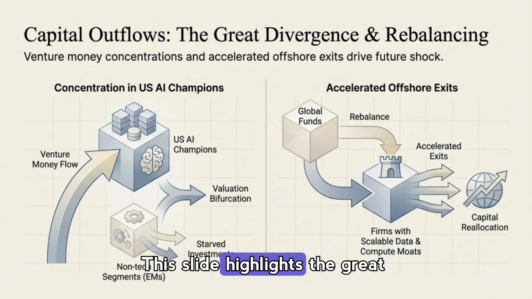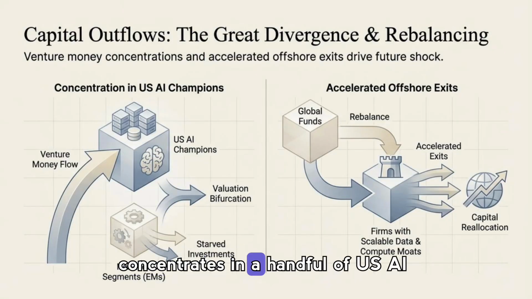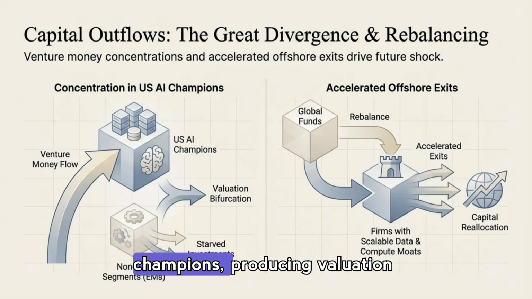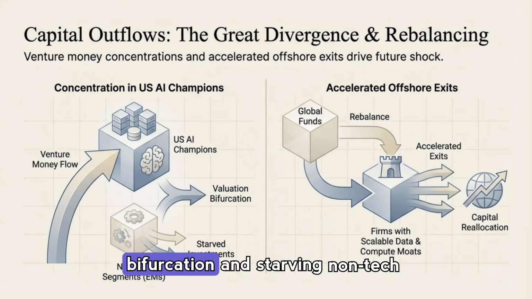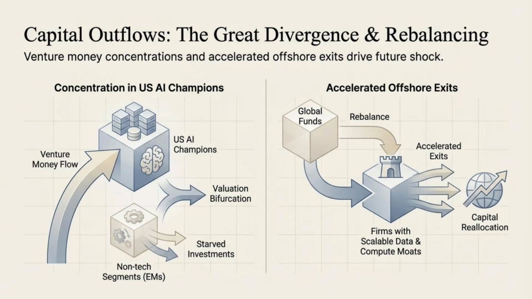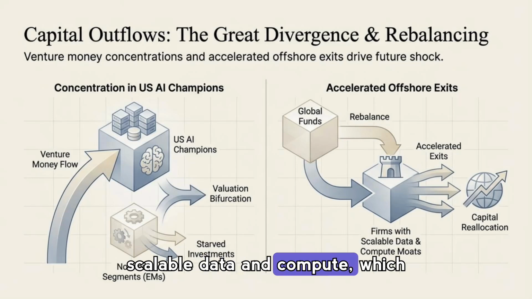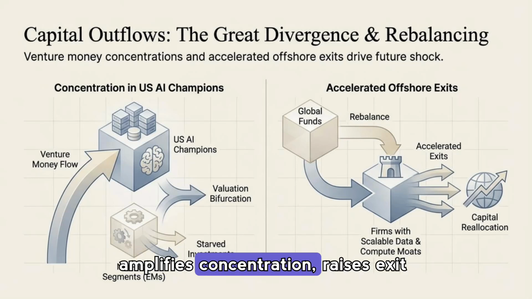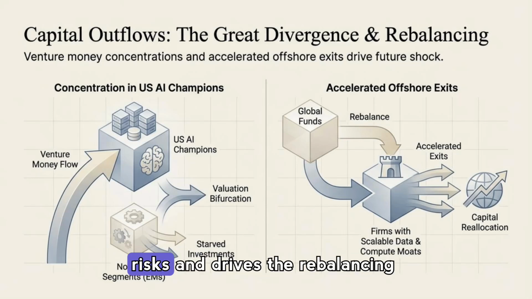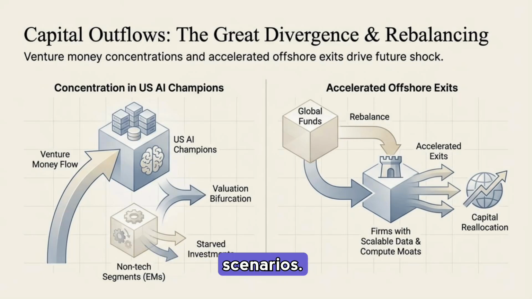This slide highlights the great divergence. Venture capital concentrates in a handful of US AI champions, producing valuation bifurcation and starving non-tech segments in emerging markets. At the same time, global funds accelerate offshore exits, reallocating capital toward firms with scalable data and compute, which amplifies concentration, raises exit risks, and drives the rebalancing pressures behind future shock scenarios.